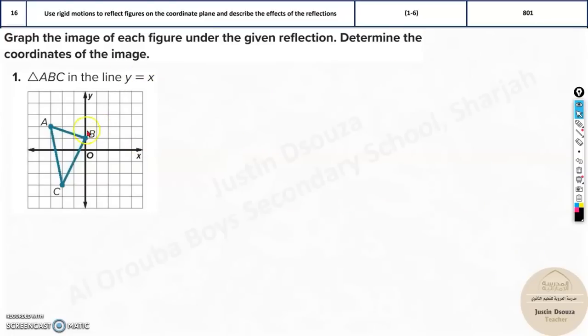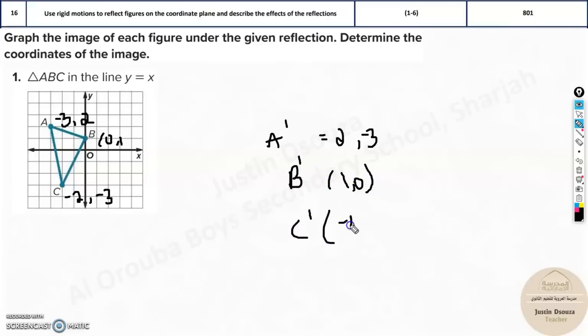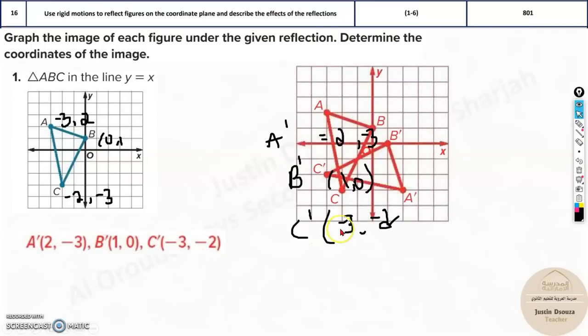x is equal to y. It's very, very simple. What I would do is write the coordinates: 3, -3, comma 2. This is 0, comma 1. And lastly, we have -2, comma 1. So the coordinates of A dash would be 2, comma -3. B dash would be 1 comma 0, and lastly we have C dash to be -3 comma -2. So this is it, -3 comma -2, because it's along... sorry, my writing. So these are the answers.